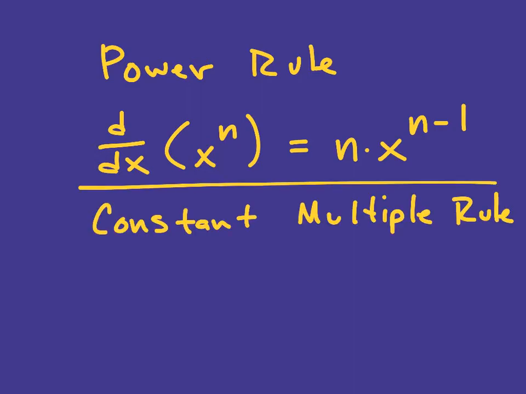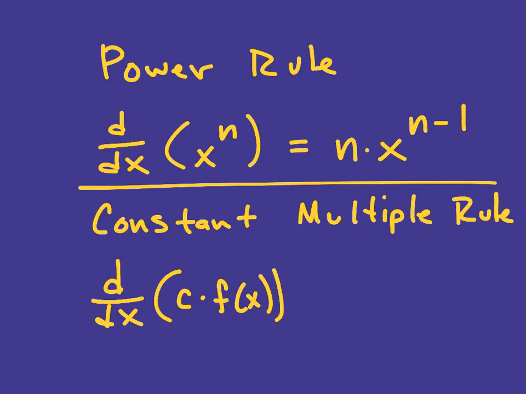Let's look at the next one. And that's the constant multiple rule. And so if you were to take a derivative with respect to x, and you have some constant that's a multiplier of some function, okay, then what I would do is keep my constant out front and then continue to just multiply by the derivative of that function, okay?